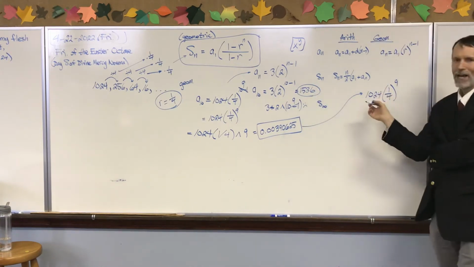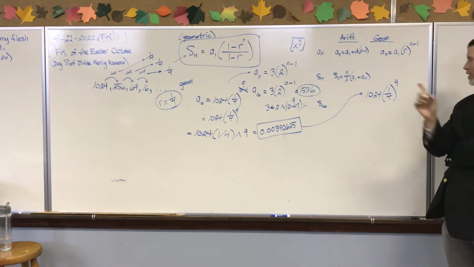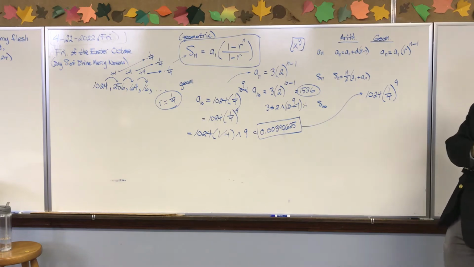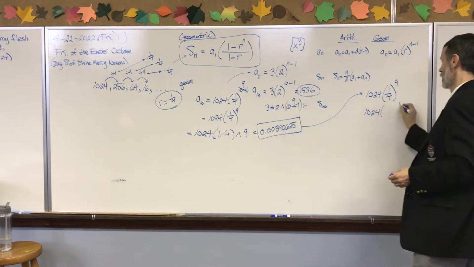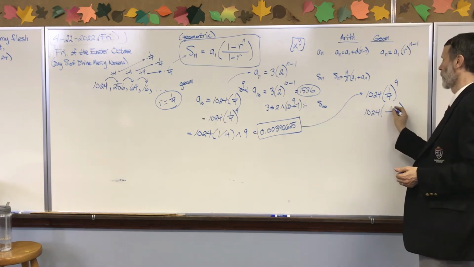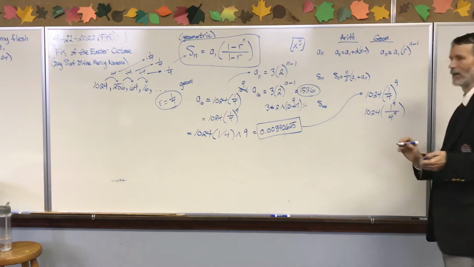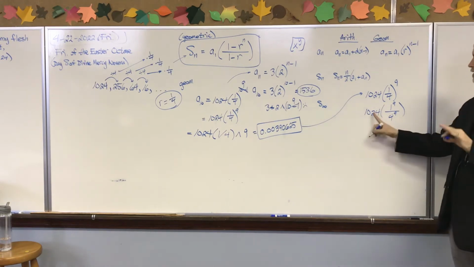How do you raise a fraction to a power? You've done this many times this year. Power, 1024 times what? 1 to the 9th over 4 to the 9th. Good. Whoa, slow down. Does everybody see where that came from?